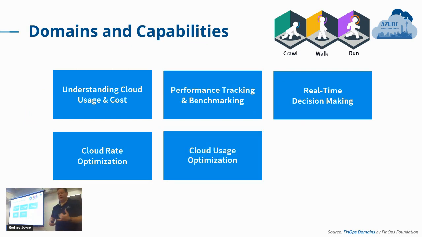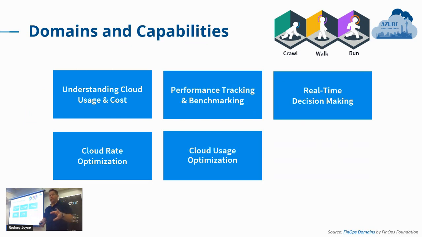The fifth domain is cloud usage optimization. When we think about FinOps, this is what everyone thinks about. This is right-sizing VMs for the purpose of the workload, turning off orphaned machines, switching from IaaS to PaaS, so it auto-scales up and down, or scales horizontally. This is the really easy one to understand. It's also probably the most fun for engineers. It's all about automation.